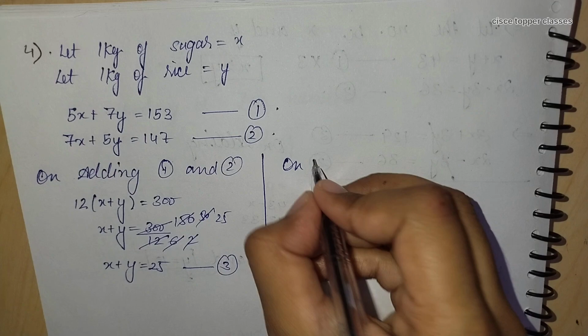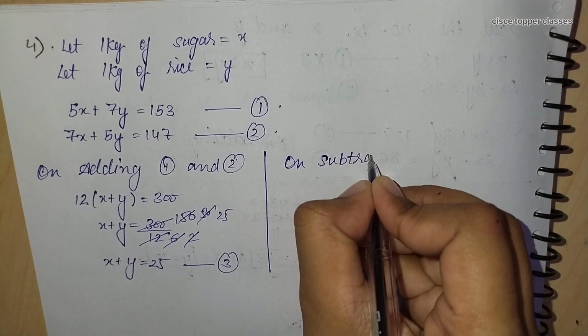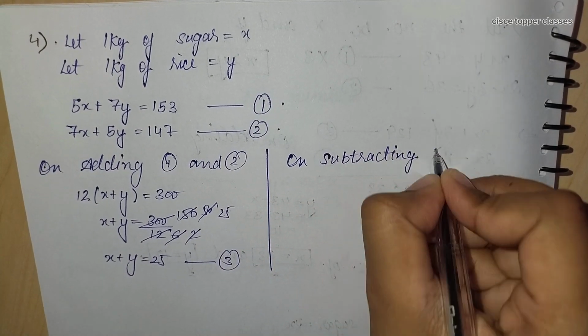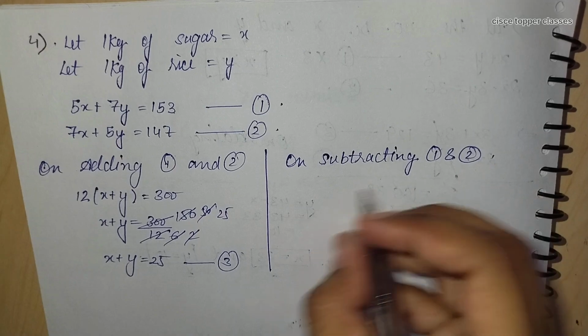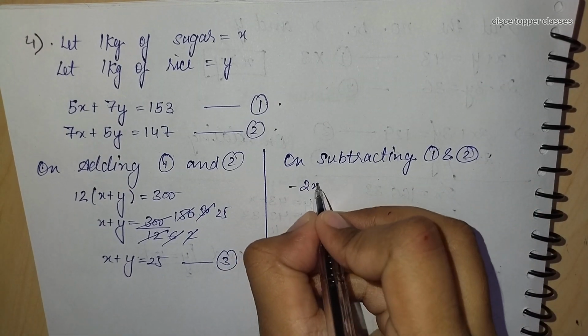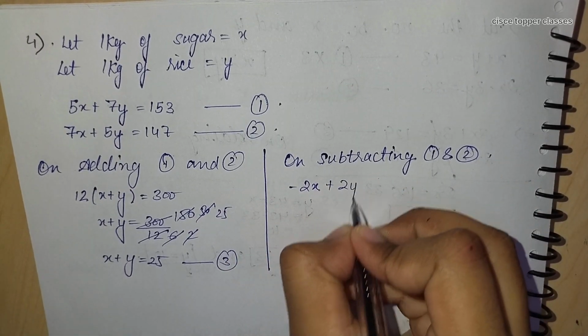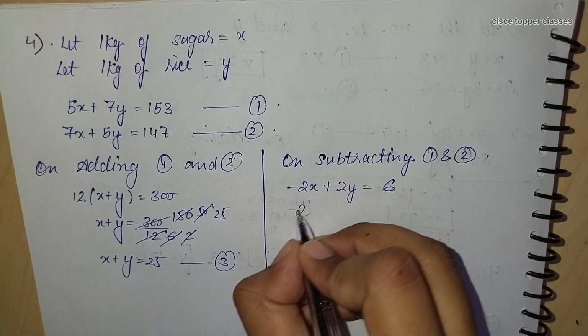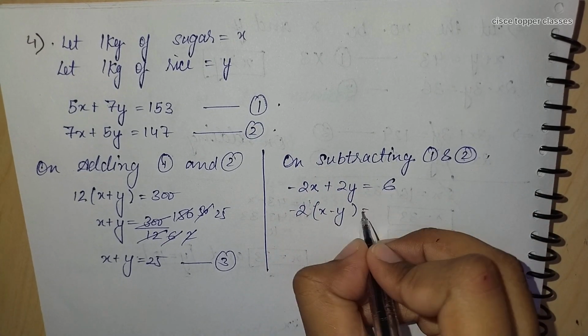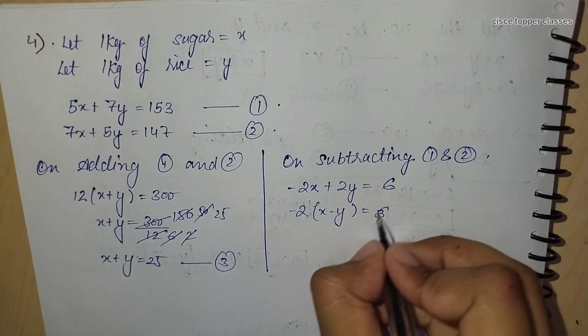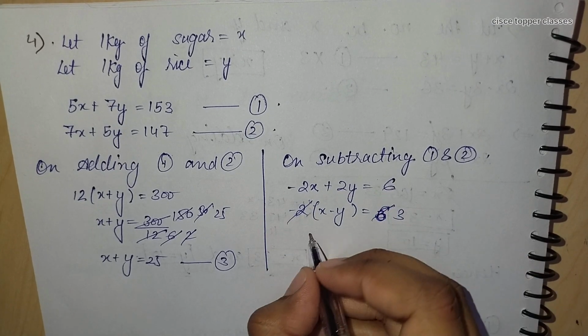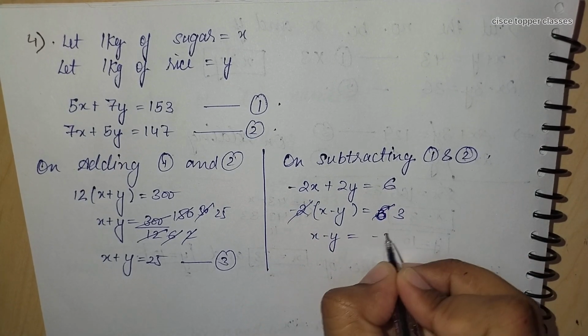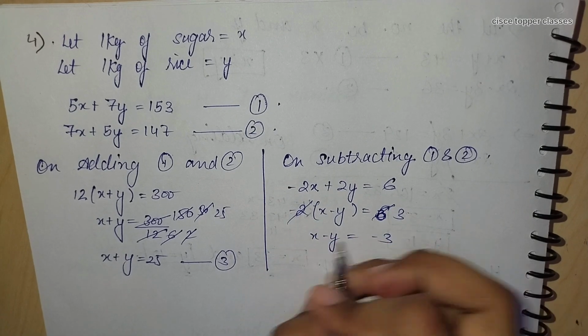On subtracting the first and second equations, we will get minus 2x plus 2y equal to 153 minus 147, which is 6. So minus 2 we will take common: x minus y equal to 3 equal to 6. This will be cancelled out as 3. So x minus y is equal to minus 3, because this minus will go to this side.